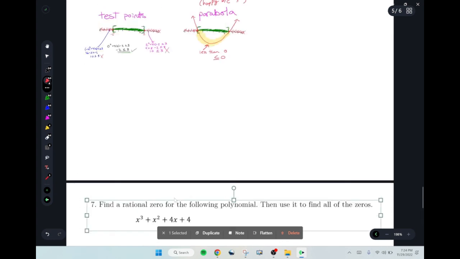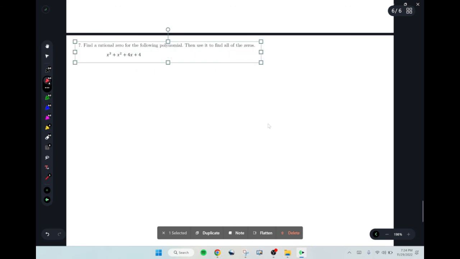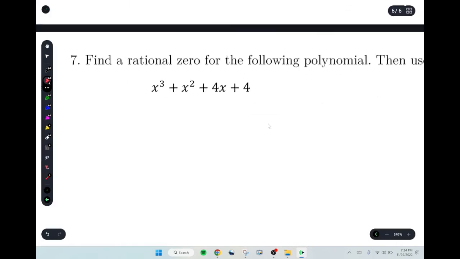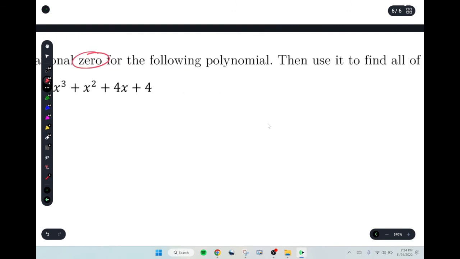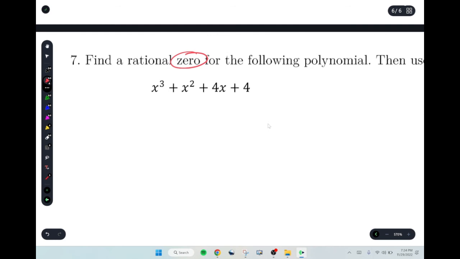Oh, I have a note to make after we do 7, though. This is going to be fun. That we haven't even thought about once this year, but it's super nice. Okay, so it says find a 0. We already talked about how to find zeros, and then use it to find all of the zeros. So how do you find a 0? Not fun, but it is what it is.